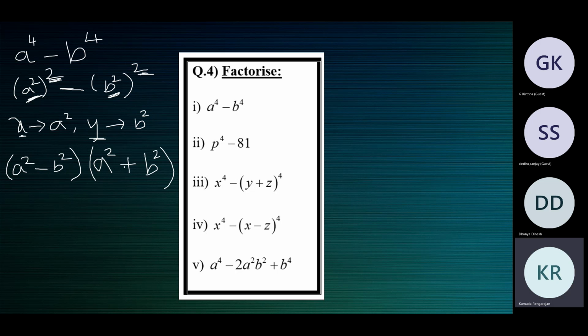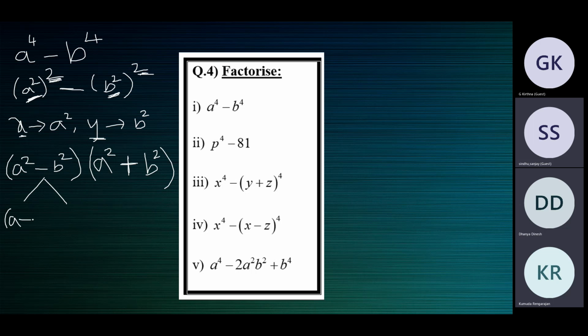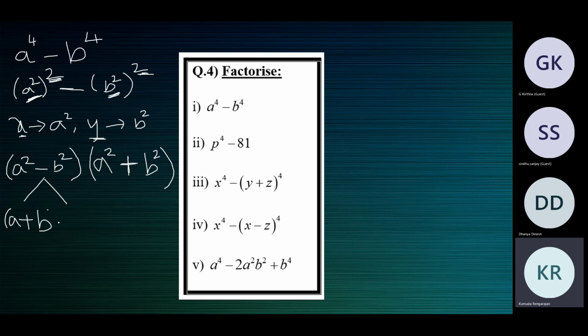Now remember that because there's a plus sign in the middle here, this cannot be factorized further. But you can factorize this further. What is a square minus b square? It's the identity itself. A plus b and a minus b, ma'am. A plus b into a minus b. So write a square minus b square as a plus b into a minus b, and write this bracket as it is, a square plus b square.